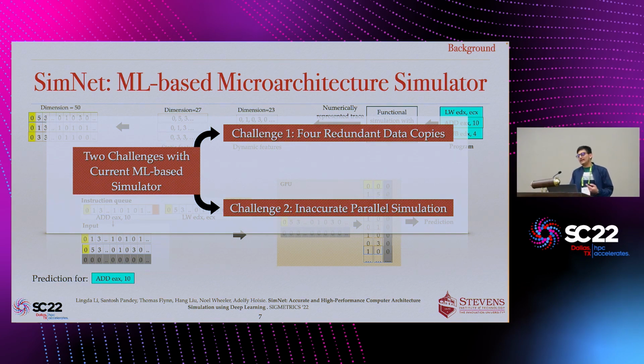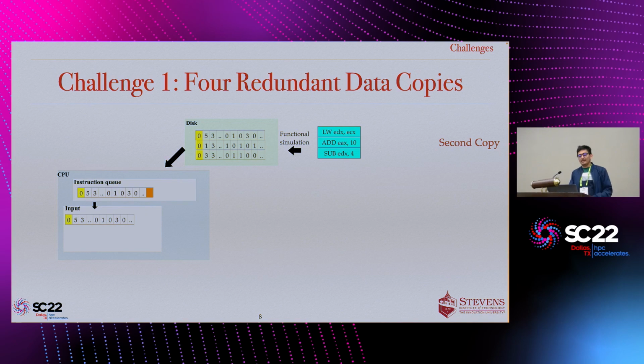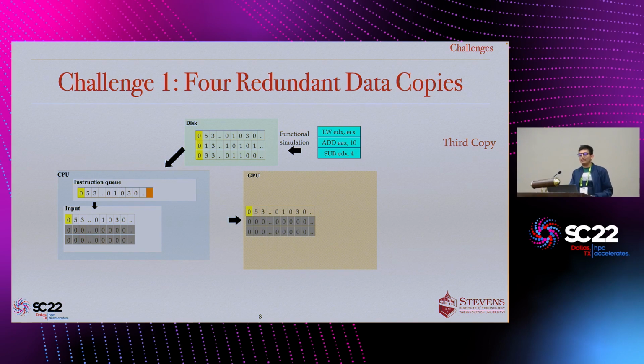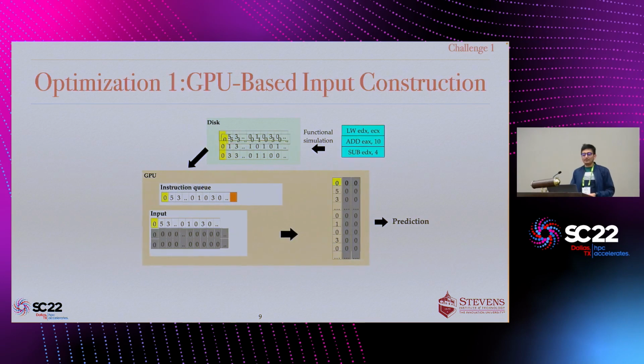Now let's move on with challenge 1, which is 4 redundant data copies. First of all, all these instructions are functionally simulated to get the execution trace, and they are placed in disks. So the first copy is when we copy the instruction from disks to the instruction queue in the CPU. And then we need to copy that instruction again to prepare the input. And we add paddings, and then it is copied to the GPU, which is the third copy. And again, we need to perform a transpose, which also incurs a new data copy, which is the fourth copy. So before we do prediction, we have to copy the same instruction over 3 devices 4 times. So that's very inefficient. Now let's move on to our optimizations.